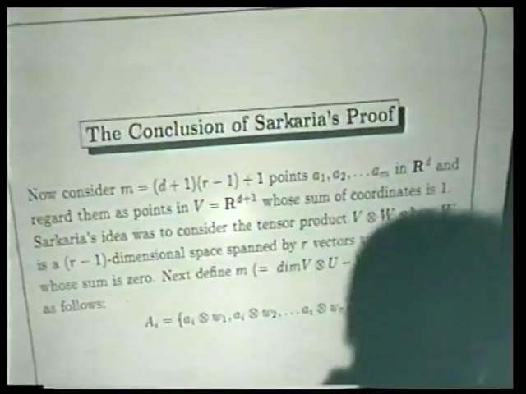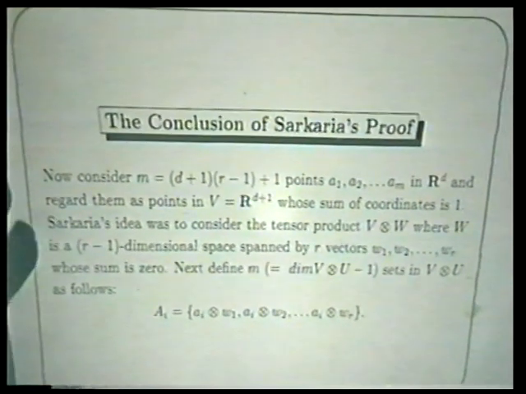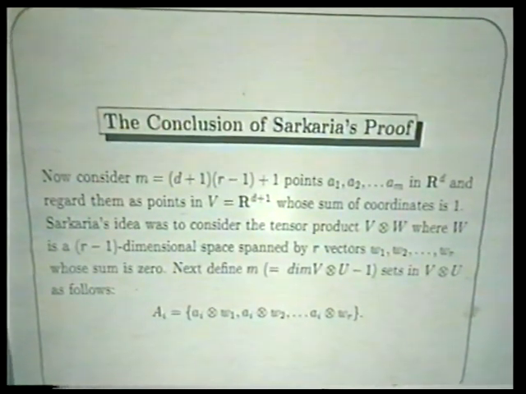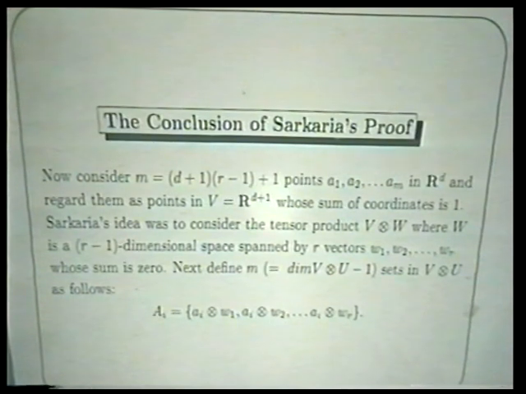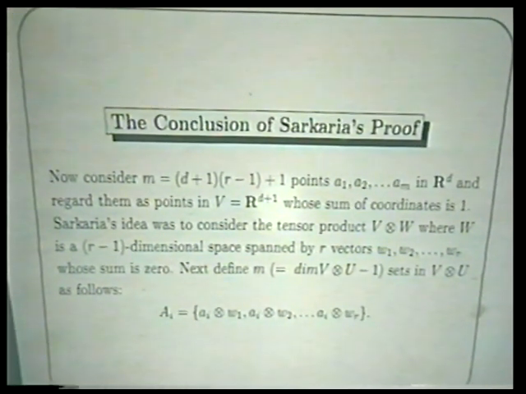Now let me go on with the conclusion of the proof of Sarkaria's proof of Tverberg's theorem. And now here comes the really nice idea. Now we have m points, where m is this number, (D+1)(r-1)+1, in R^D. And it will be useful to look at them as points in R^(D+1) whose sum of coordinates is 1. So this is useful for the proof.